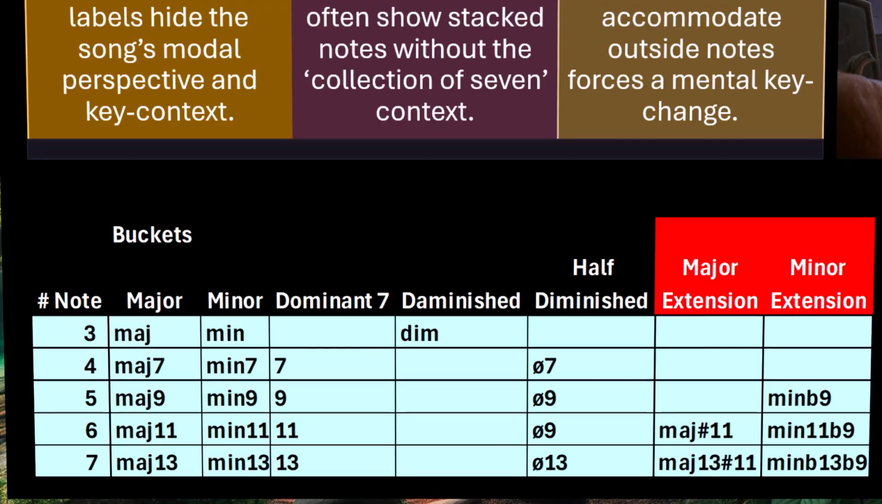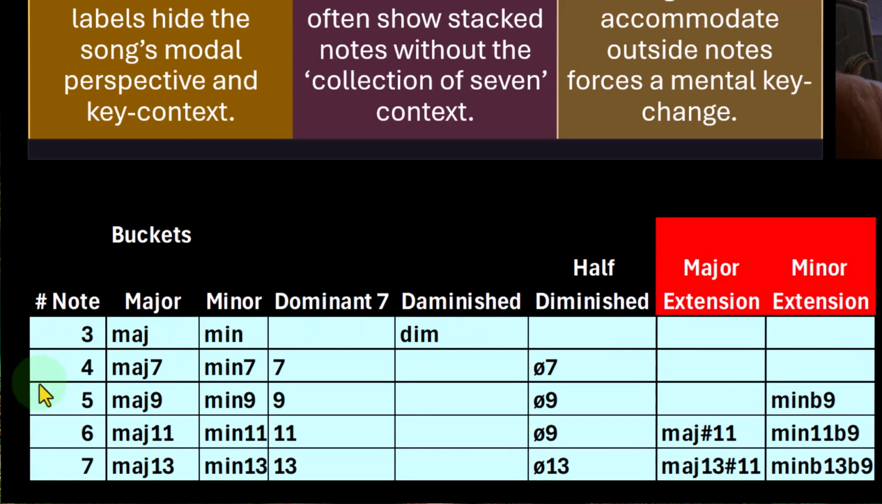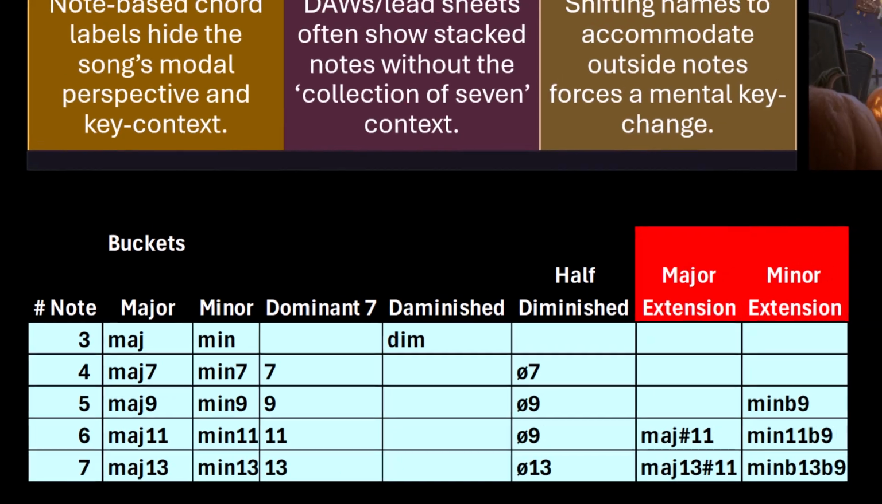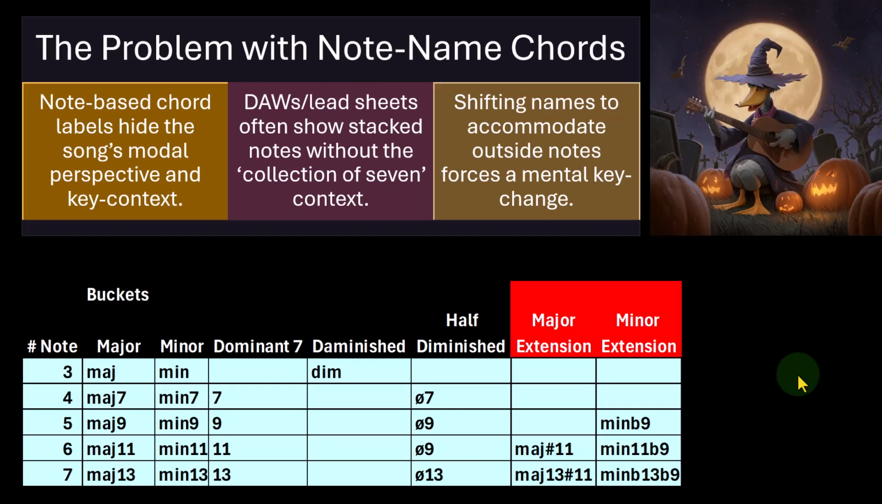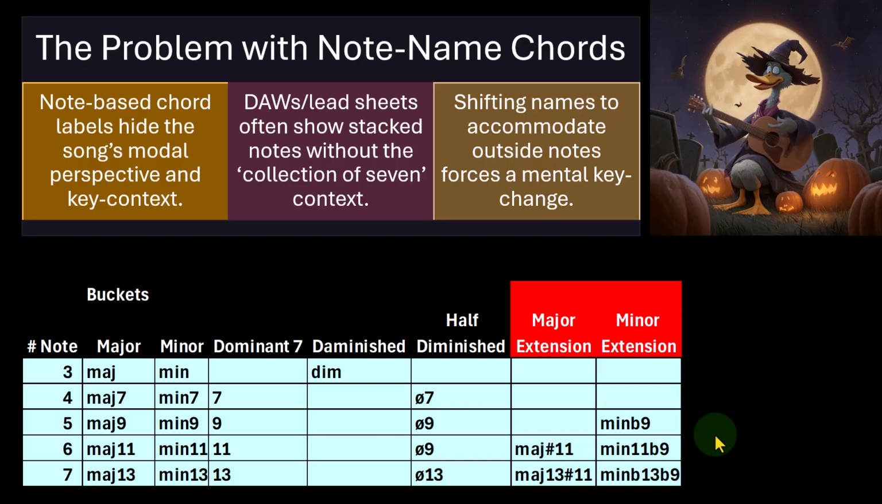For example, if you just look at all the extensions that are going to be typical for 3-note chords, 4-note chords, 5-note chords, 6-note chords, and 7-note chords from any point within a standard 7-note collection, this would be them. You can put them into buckets, meaning major bucket, minor bucket, dominant 7 bucket, diminished bucket. We've got the half diminished bucket, and then major extensions and minor extensions. However, this table doesn't really help you to know which of these extensions would be built from which of the 7 modal points. So that's going to be one of the issues that we have.